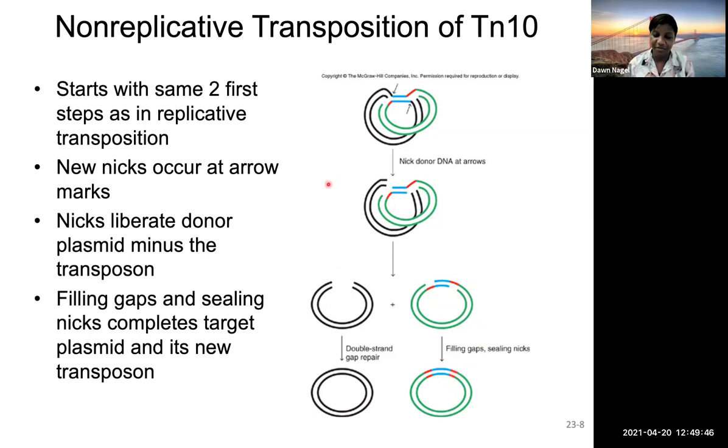And this is really the idea behind non-replicative transposition, particularly in bacteria. The mechanism, of course, is a little bit more complicated in eukaryotes, but the idea is very similar.